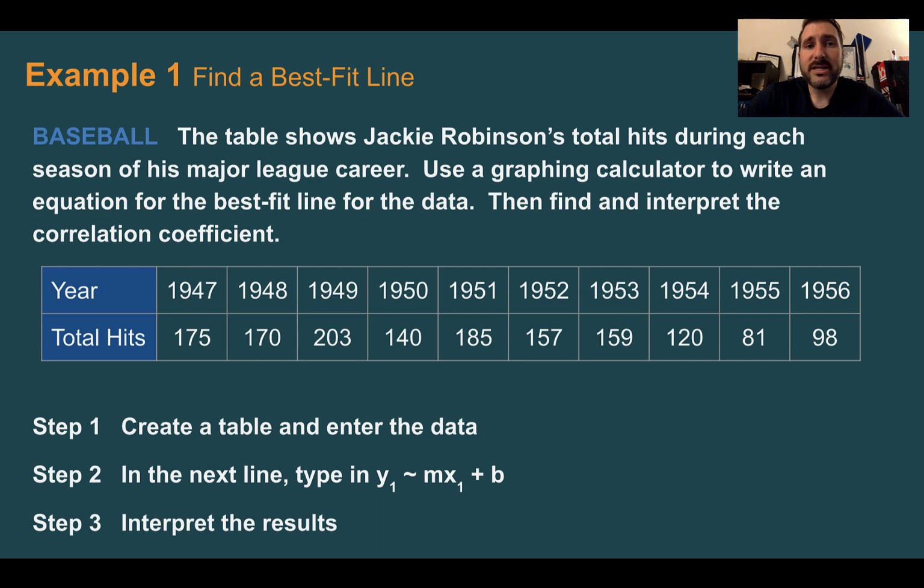Example 1, find a best fit line. The table shows Jackie Robinson's total hits during each season of his major league career. Use a graphing calculator to write an equation for the best fit line for the data, then find and interpret the correlation coefficient. Here we're given the years and all of his hits.